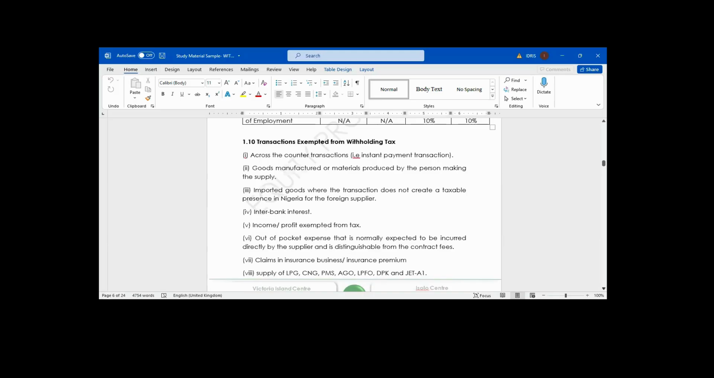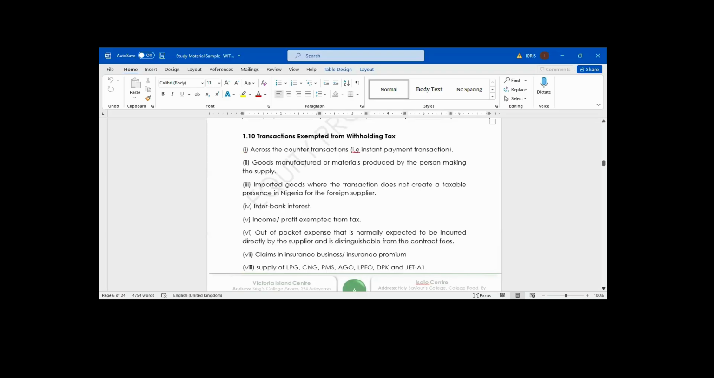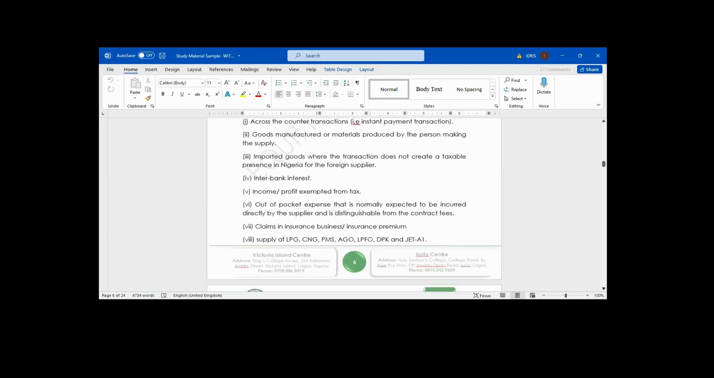Now, what are the transactions exempted from withholding tax? What transaction that if you carry out, you will not pay withholding tax? Number one transaction is over-the-counter transactions. This over-the-counter transaction means direct purchases. Some people call it cash purchases.